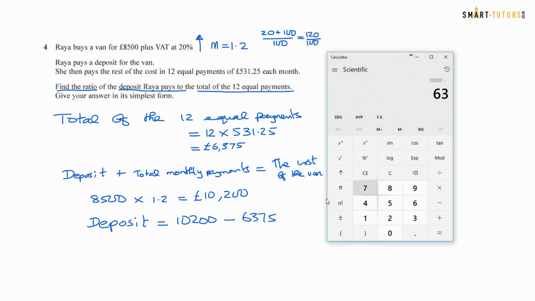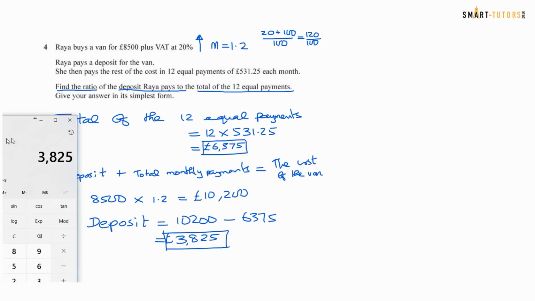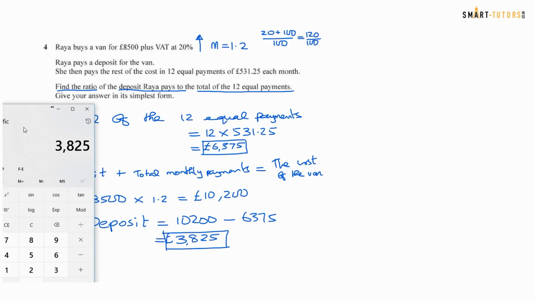So the difference between 10,200 and 6,375 is going to be the deposit. So deposit equals 10,200 minus 6,375, which is £3,825. So we're nearly there. We found the deposit, and we found the total of the equal payments.